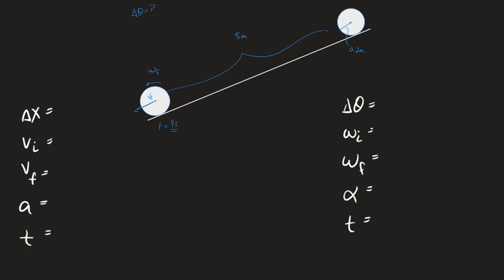Look at all the things you were given. You were given that the initial velocity is 0. So that's a 0 in both places. The linear displacement was 5 meters. The time, 4 seconds. Got to figure out everything else. How fast is it going at the bottom? How many rotations did it make? What's its linear speed at the bottom?